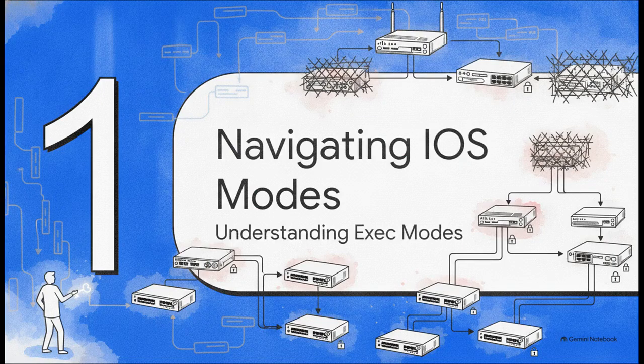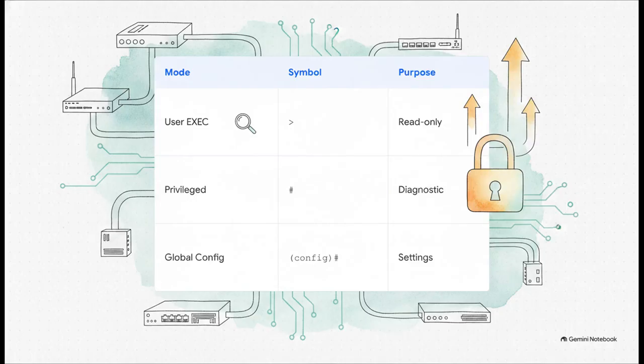All right, Section 1, Navigating Cisco IOS Modes. Understanding exec modes. So, you know that moment you first log into a Cisco router or switch? You're immediately met with a very specific prompt. And those symbols you see, they actually mean something very specific. If you see a standard greater than symbol, you're in user exec mode. It's basically read-only. You can peek around a little bit through the window, but you can't touch or change anything.